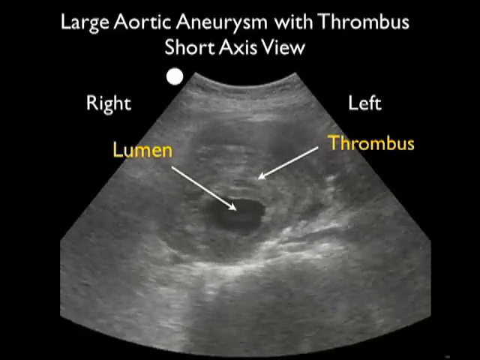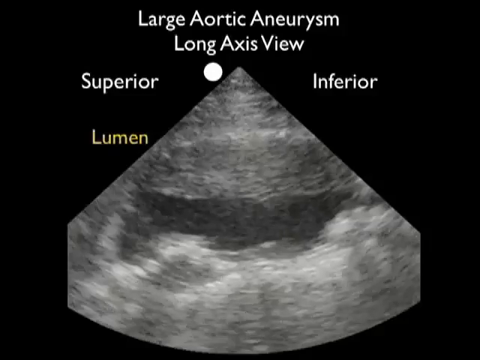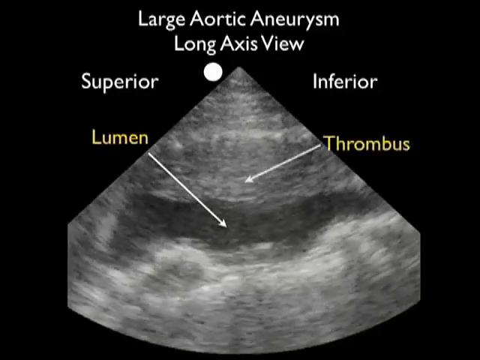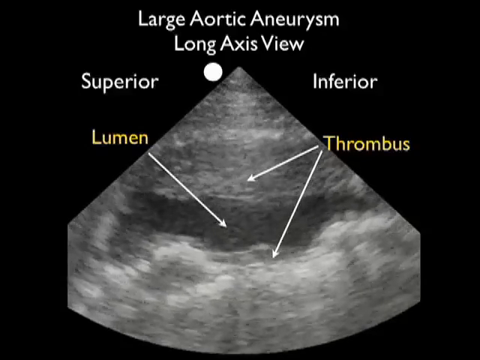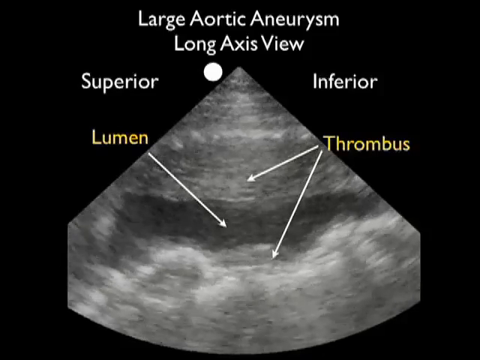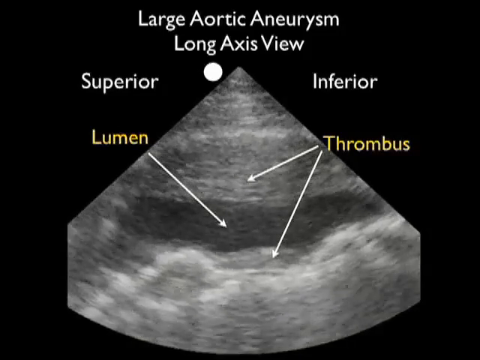Next, we're going to position the probe in a long-axis orientation, and I like to categorize this as the Subway sandwich sign. What we see here is the lumen making up the filling of our Subway sandwich, and notice the anterior and posterior burden of clot making up the loaves of bread circumferentially surrounding the lumen. So, a very large AAA in long-axis configuration.